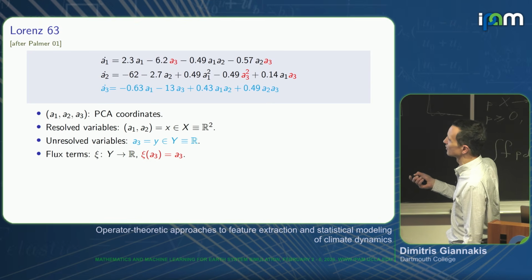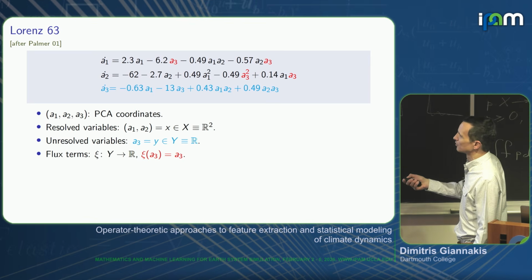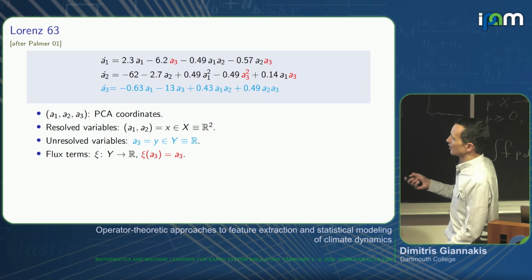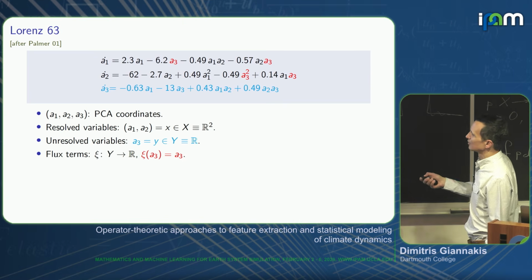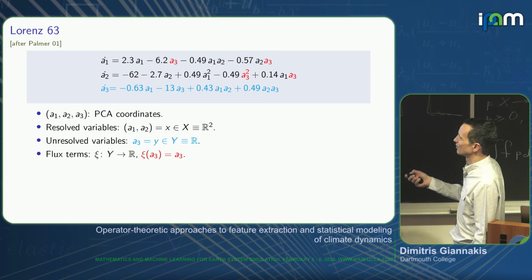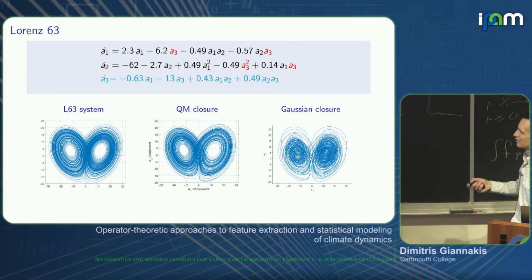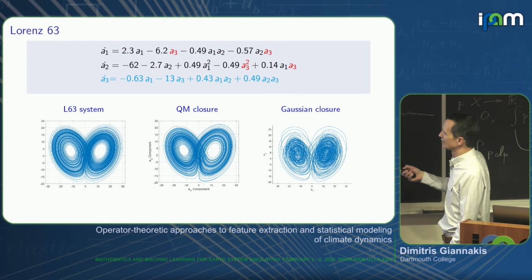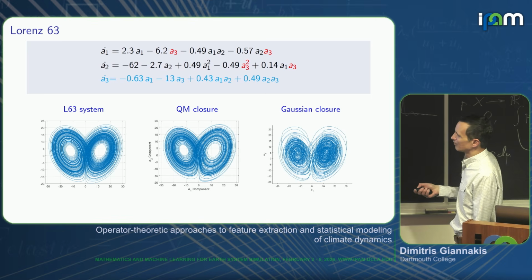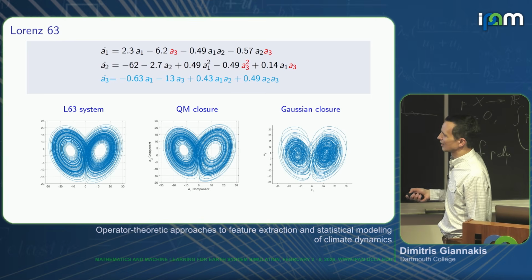So I'm going to show you one illustration, basically the example from Palmer, where we took the Lorenz 63 equations in the PCA basis. So these are ordered in order of decreasing explained variance. We discard the third equation, and then we treat the third coordinate as the closure term that we have to estimate. And this is showing a comparison between the true Lorenz 63 attractor, the prediction of this quantum mechanical closure, and the Gaussian closure. We can see we do have a rather good reconstruction of the attractor.